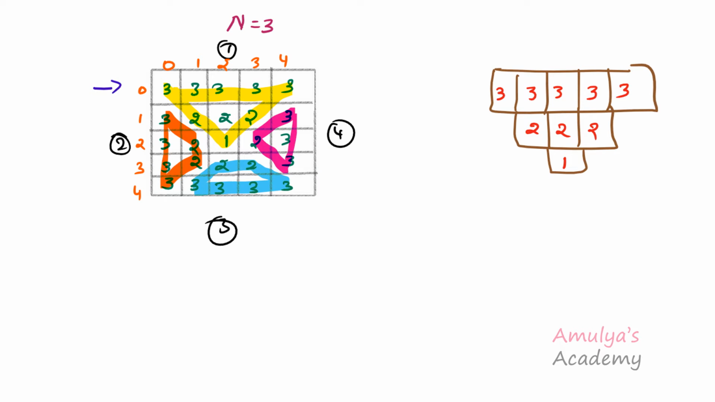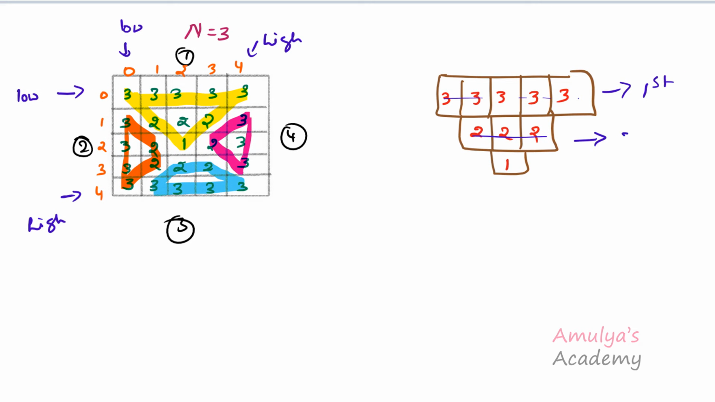So here 0 is nothing but low, and 4 is nothing but high. So for the part 1, in the first iteration we want to print 3, 3, 3, 3, 3. In the second iteration we want to print 2, 2, 2. Next 1. This is for first iteration. This is for second iteration. This is for third iteration.